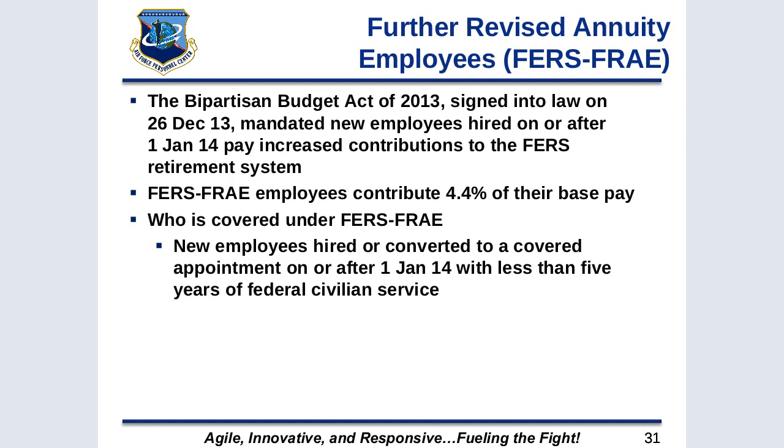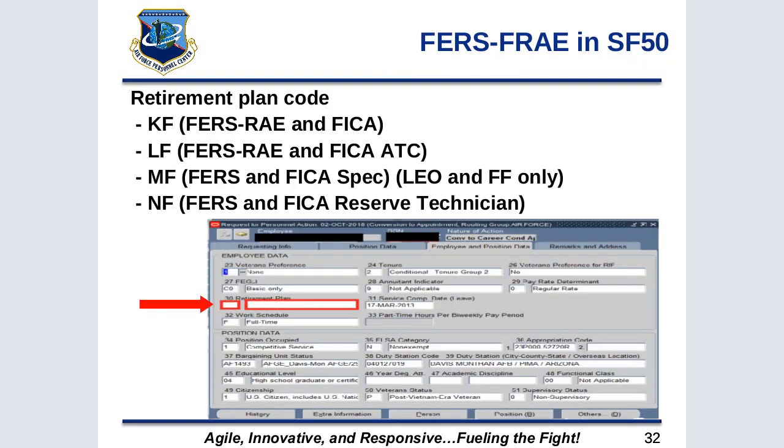Next, we have the SF50 and the Block 30 Retirement Plan Code for FERS-FRAE. The F was added to each code to indicate the new plan, FERS-FRAE. KF is your FERS-RAE and FICA. LF is your FERS-RAE and FICA Air Traffic Controller. MF is your FERS and FICA Special for law enforcement and firefighters only. NF is your FERS and FICA for reserve technicians.